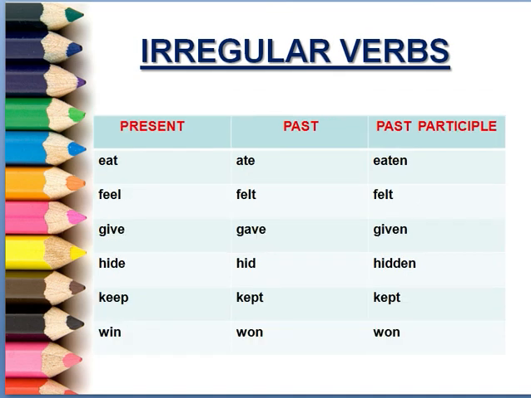Let's see some more irregular forms of verb. Eat, ate, eaten. Feel, felt, felt. Give, gave, given. Hide, hid, hidden. Keep, kept, kept. Win, won, won.